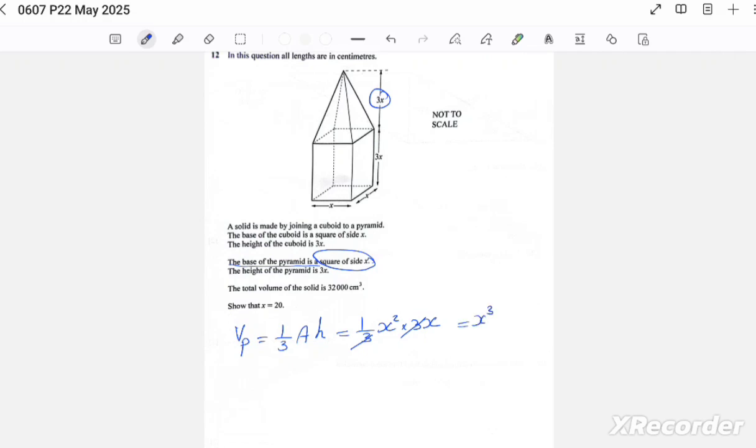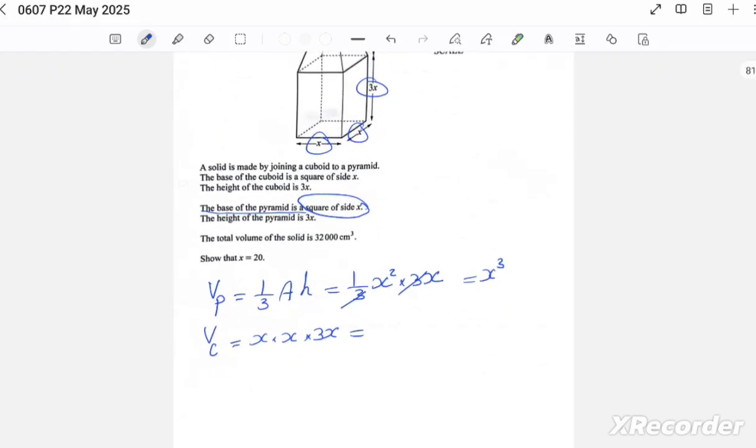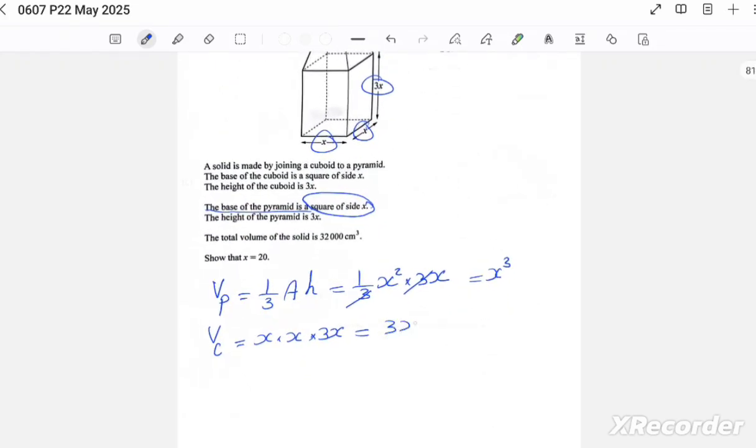Then we need to find the volume of the cuboid. The cuboid volume, so you have to multiply the three sides. So x times x times 3x. So the answer is 3x cubed.